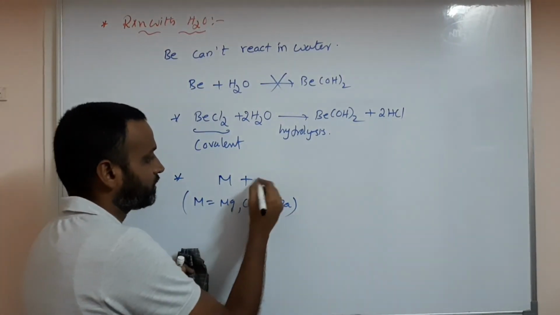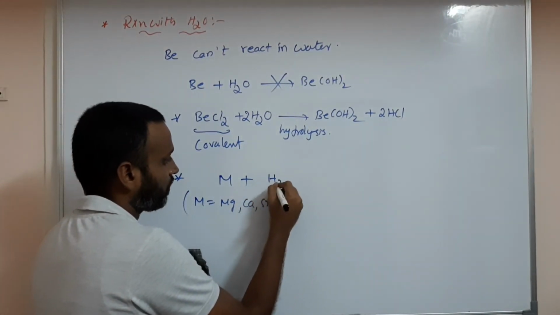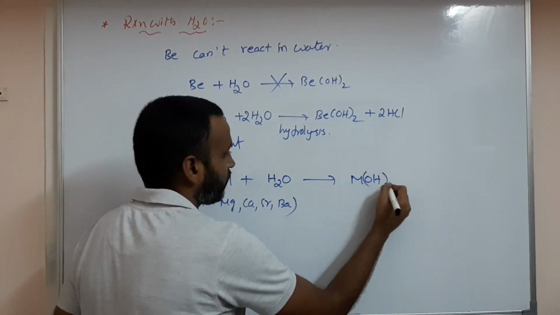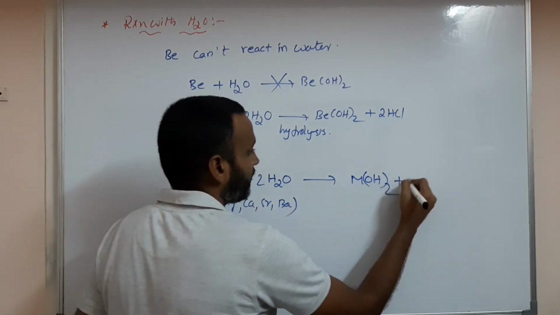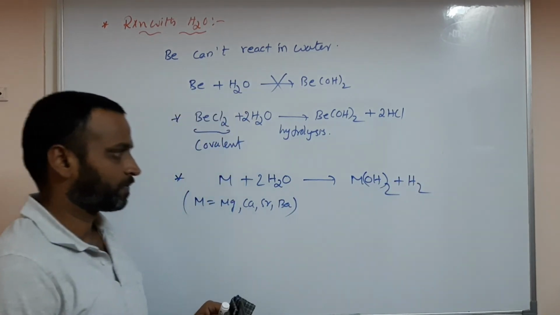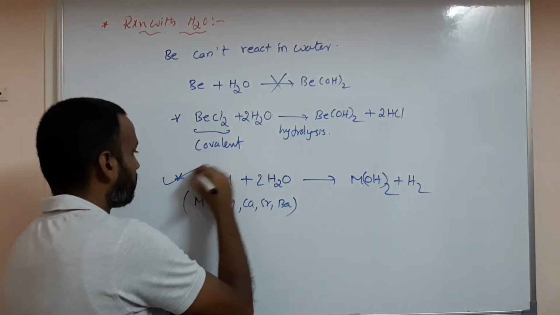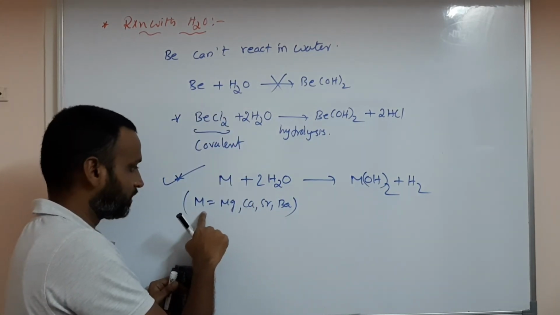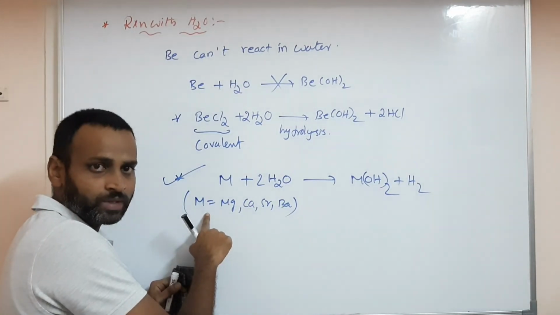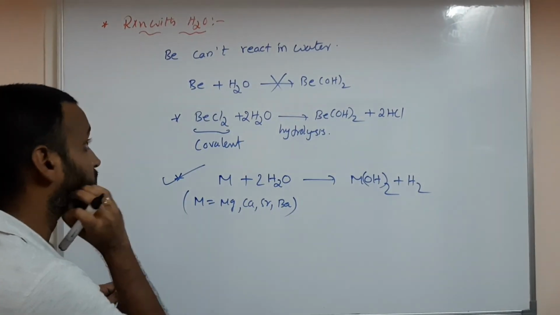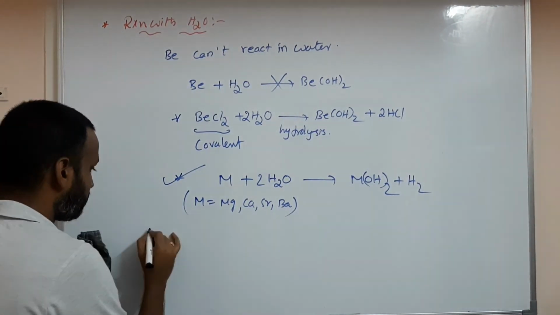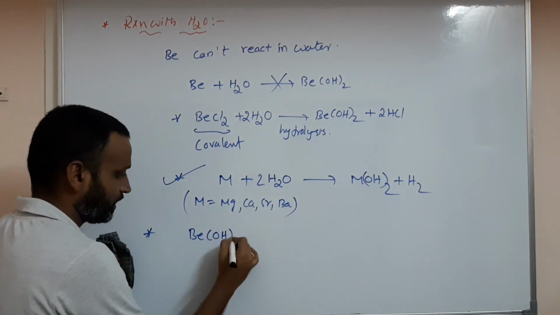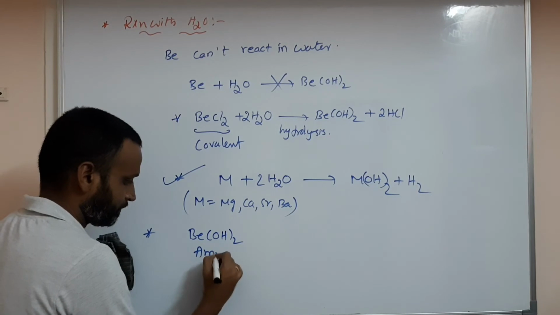Now just look at this. M plus water, you will get M(OH)2, 2 moles, and H2. Getting everyone? This is possible, but beryllium I am not writing here actually. Getting, sir, everyone? So this is very important. And the most important thing, as I showed previously also, the hydroxide Be(OH)2 is amphoteric.